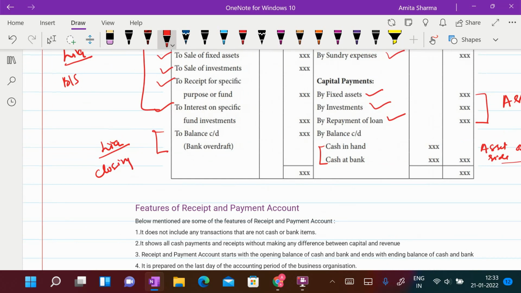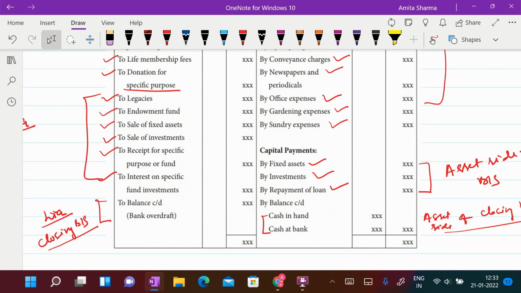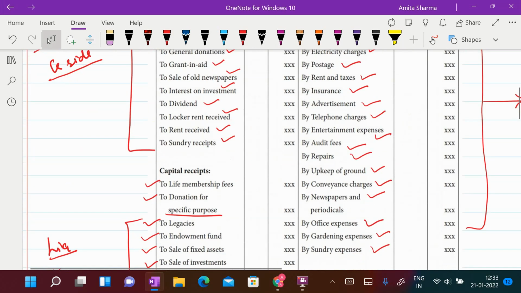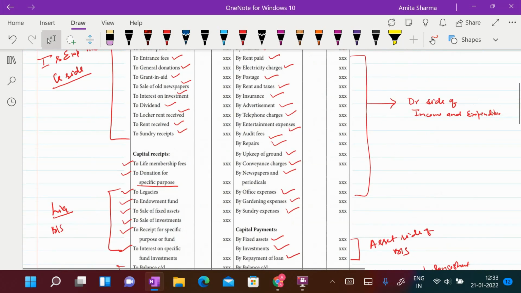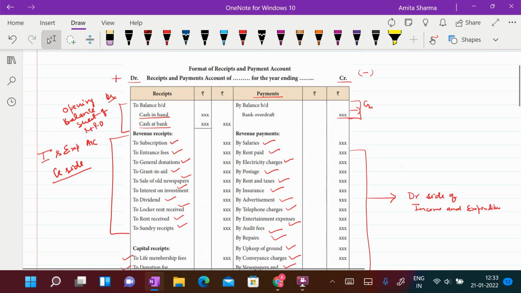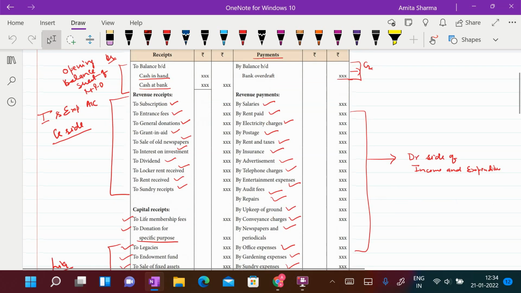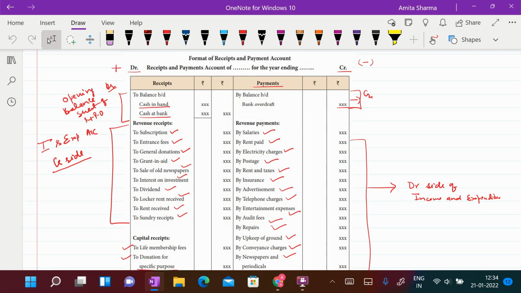So hope it is clear to all. So first of all, we have to be very much sure about the receipts and payment account. We have to read it, and find out from the receipts and payment account that it includes two types of items: revenue nature items and capital nature items. It can be receipts, it can be payments. So there can be receipts and payments of revenue nature and receipts and payments of capital nature. And after this we will prepare the income and expenditure account.